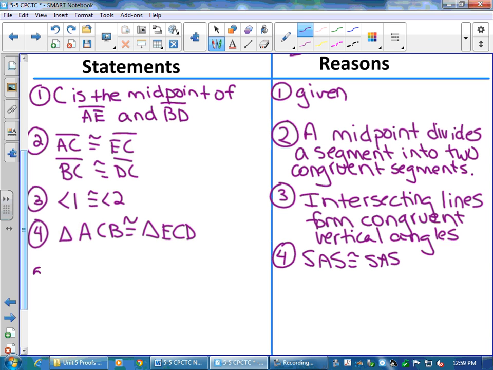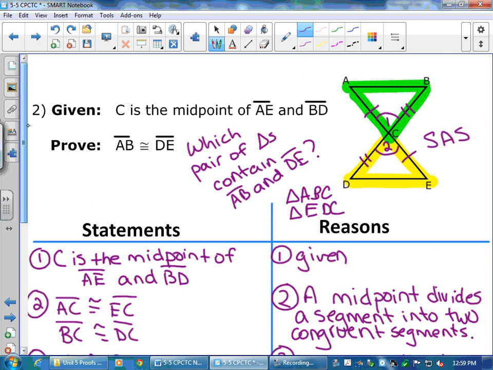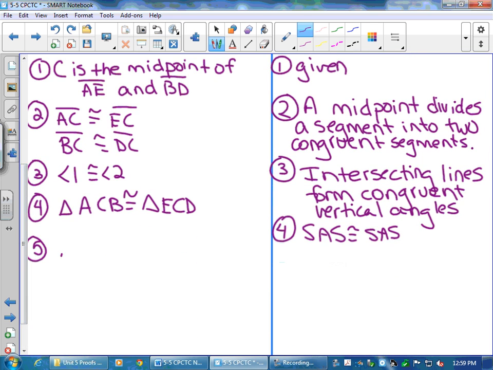Now that I know my green triangle and my yellow triangle are congruent to each other, I know that all the other pieces in there are also congruent to each other. That's what CPCTC means. Once I proved the green and the yellow triangle, I know that AB is in my green triangle and DE is in my yellow triangle. And since the triangles are congruent to each other, all of their parts are congruent to each other. So I can say, in my last step, AB is congruent to DE. And that's my CPCTC. Corresponding parts of congruent triangles are congruent.